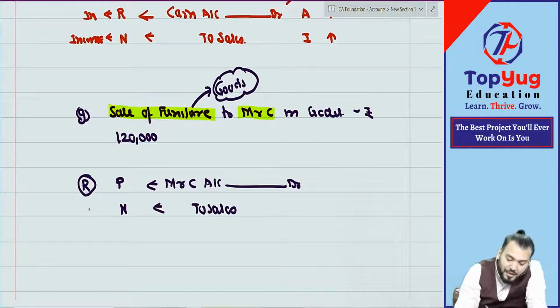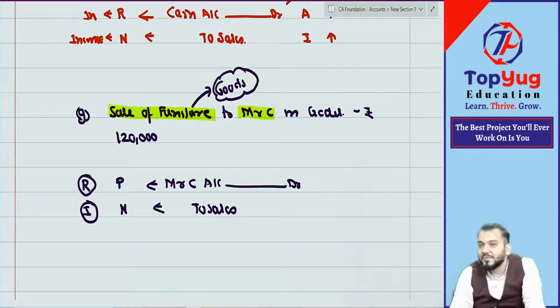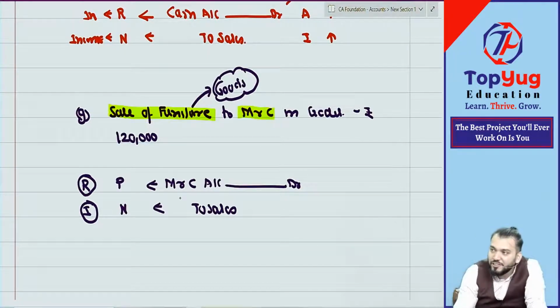And sales is what? Nominal account. And all income will be credited. Understood? So debit the receiver, and all income will be credited. Now coming to this side, Mr. C, amount receivable will be an asset, and this is income. Increase in asset will be debited, increase in income will be credited.